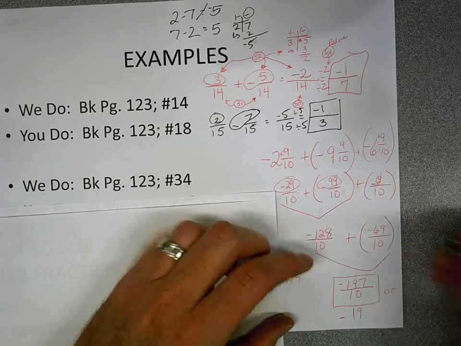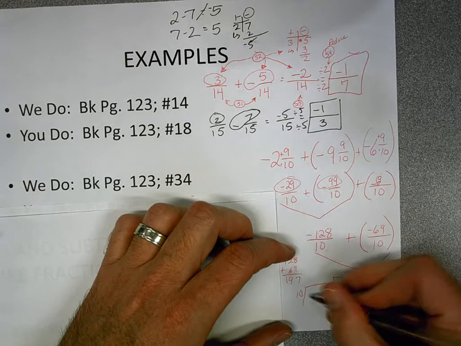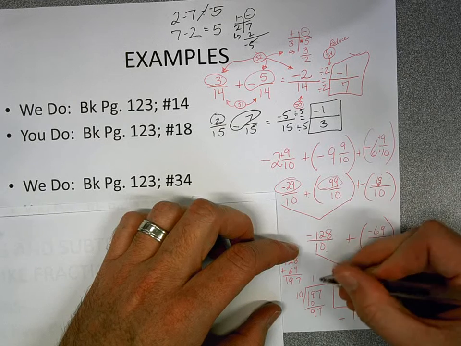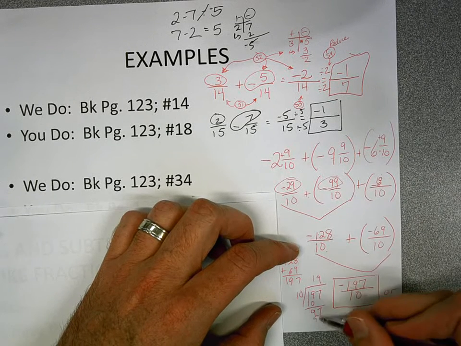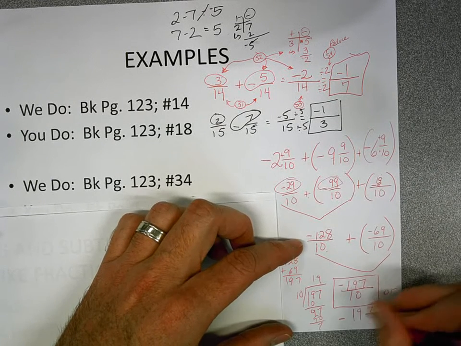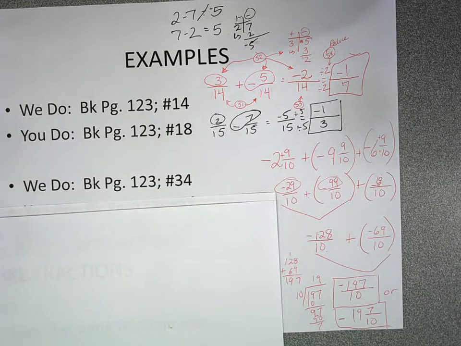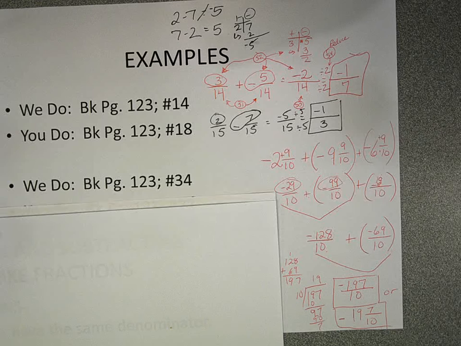If you don't know what I'm doing, you could still write this down like this. 1 time, 97 9 times. And what do we have left? 7/10. Okay, you don't have to necessarily put it as a mixed number, but you can if you need to. Okay, questions on that one?